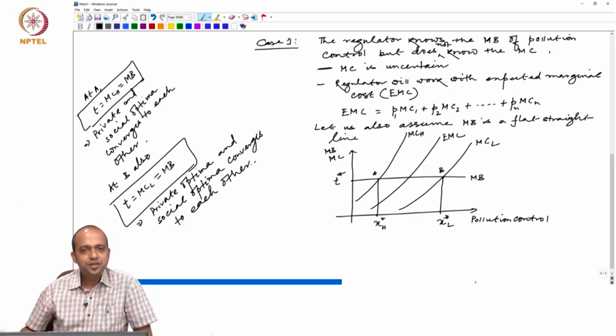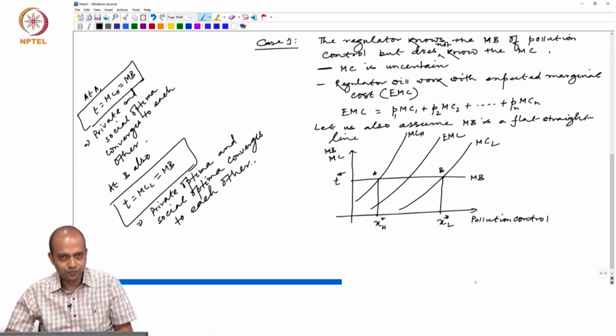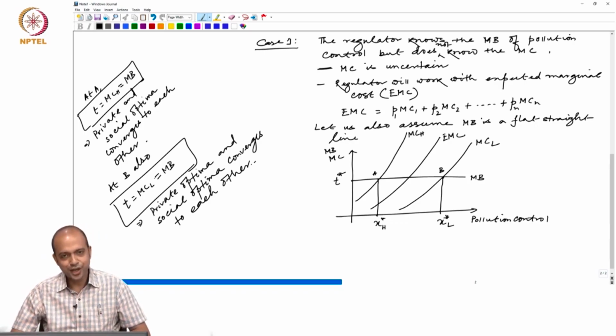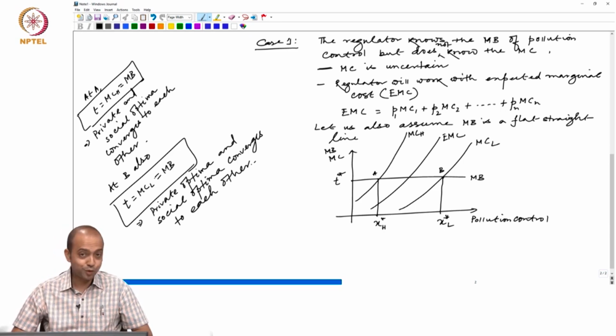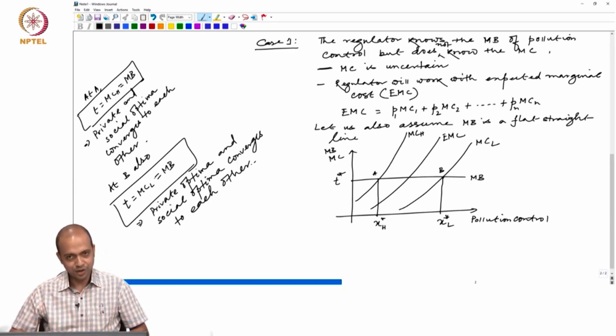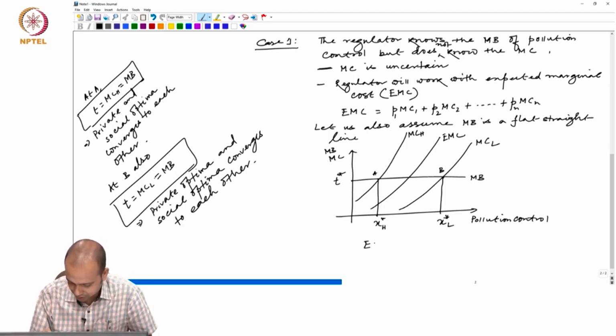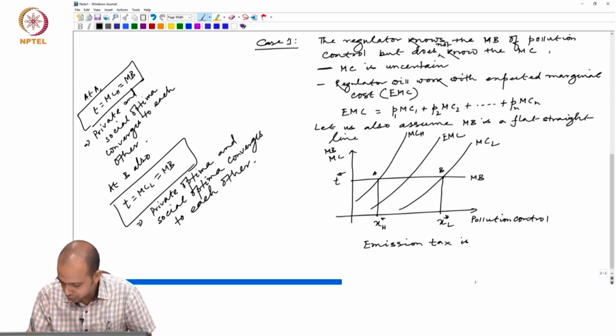So in this case, when the marginal benefit curve is a fully flat straight line, the emission tax is fully effective even though the regulator does not know the true marginal cost of pollution control. That is the beauty of this mechanism, given that marginal benefit is a flat straight line. In both cases, at point A as well as at point B, social optima converges to private optima. Emission tax is fully effective. This is case 1.